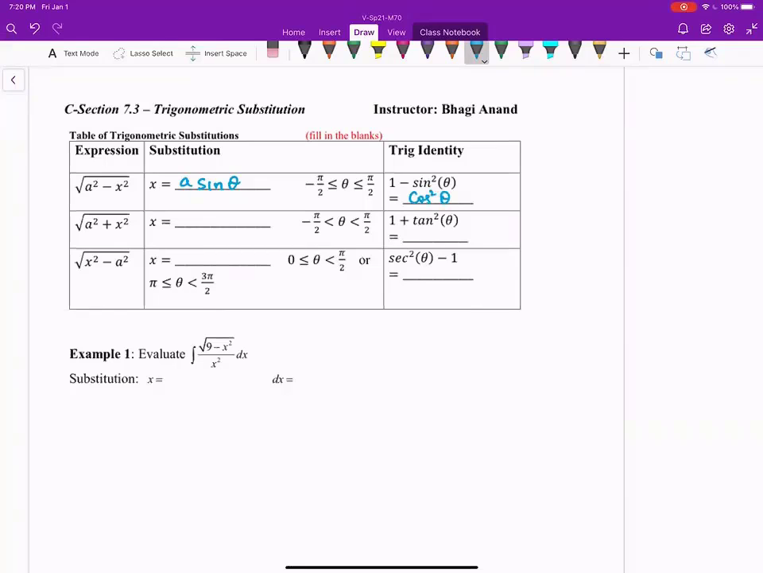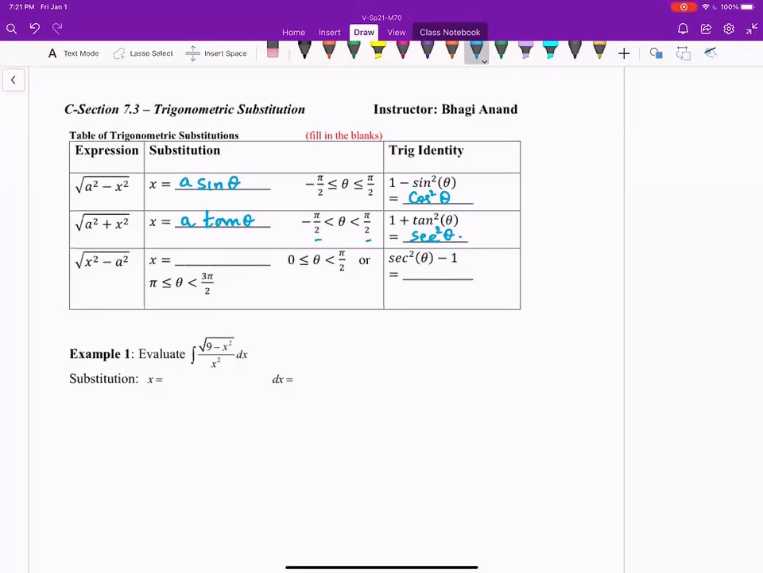The next type is the square root of a square plus x square, the number square plus x square inside the radical. Then the substitution would be x equal to a tan theta. Again, theta lies between negative pi by 2 and positive pi by 2. Then the identity that we would use in these problems is 1 plus tan square theta equal to secant square theta. This is another version of the Pythagorean identity.